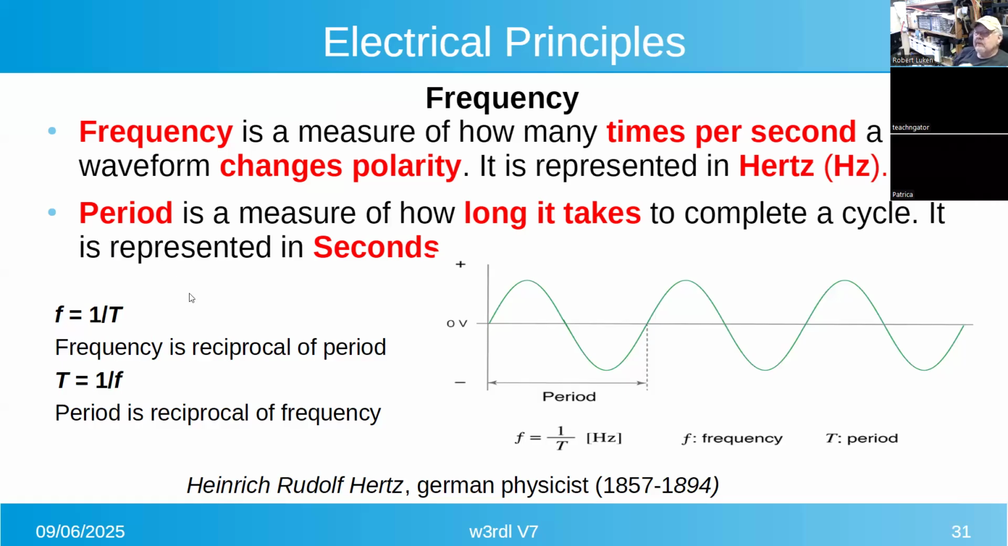So the frequency we measure in hertz, and the period, which is how long it takes to complete a cycle, is 1 divided by the frequency. It gives you the time it takes for 1 cycle, or however many cycles you got.